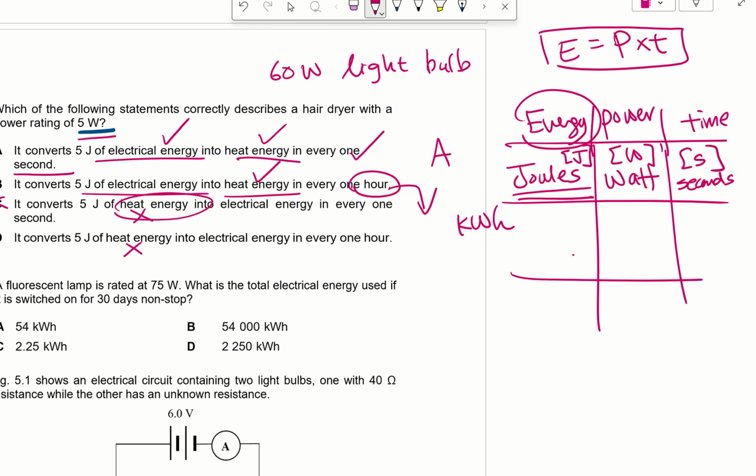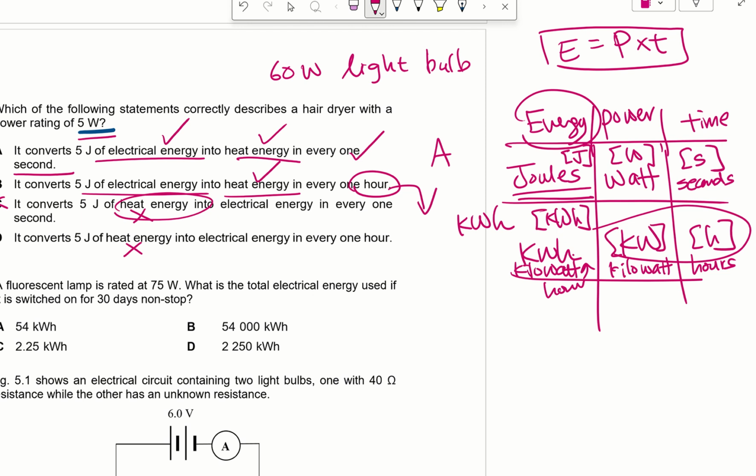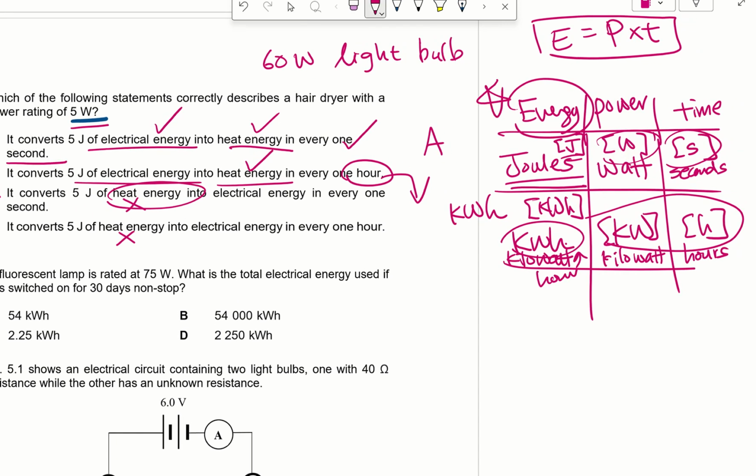Okay, but when I want to calculate my energy in kWh, the unit is kWh, kilowatt hour. Then my power must be in kilowatt, and the time must be in hours, so the unit is h. If I multiply these two together, I get kWh. If I multiply watt and seconds together, I get joules. So you might want to take note of this.